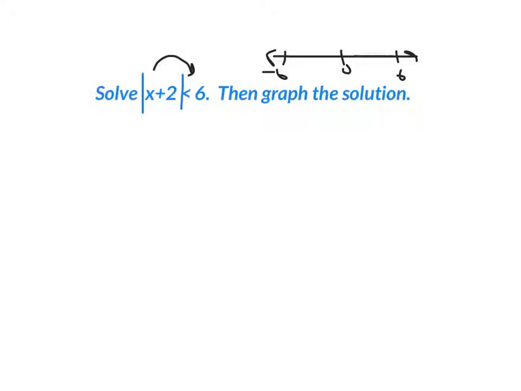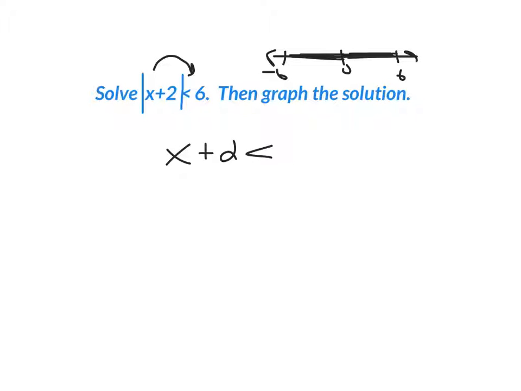Less than 6 away from 0 this way is right here. Less than 6 away from 0 that way is right there. So that's an and, like we did the other day with inequalities. That's an and problem. So because it's an and, it comes together. Notice zero's in between the 6 and negative 6.